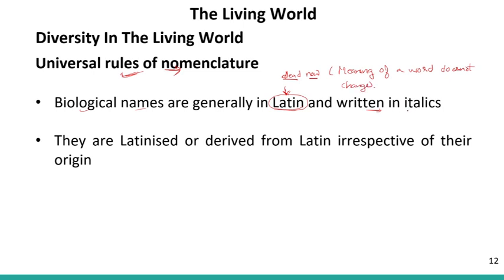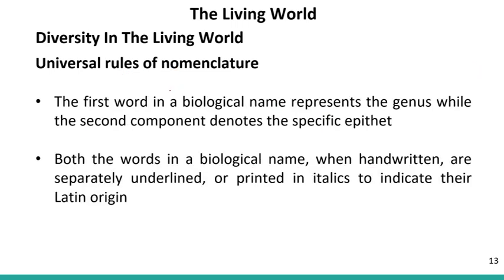Again, another thing to remember is that they are written in italics. We've already seen the example of Mangifera indica written in italics. If they are not written in italics, then we have to underline them separately. The next point is they are Latinized or derived from Latin irrespective of their origin. So always Latin is used. The first word in a biological name represents the genus, the generic epithet, while the second component denotes the specific epithet.